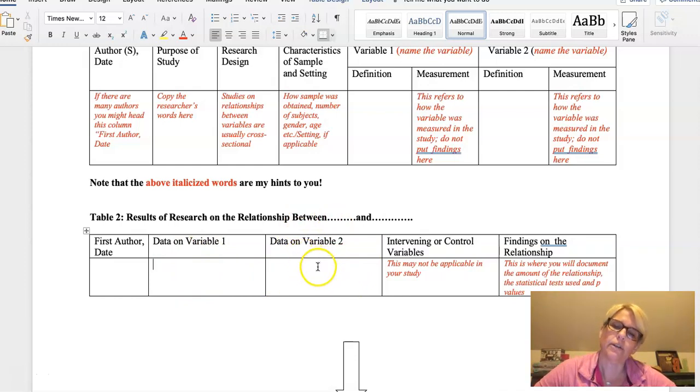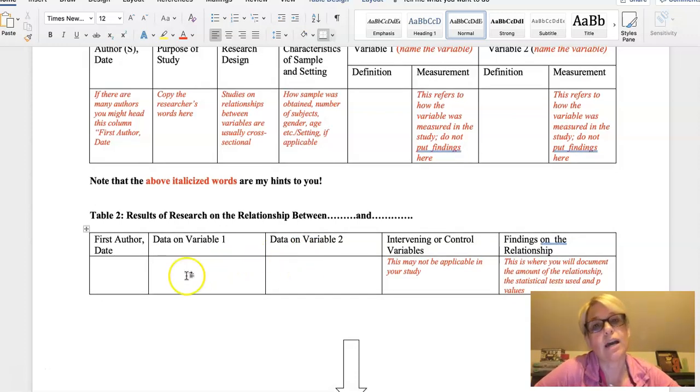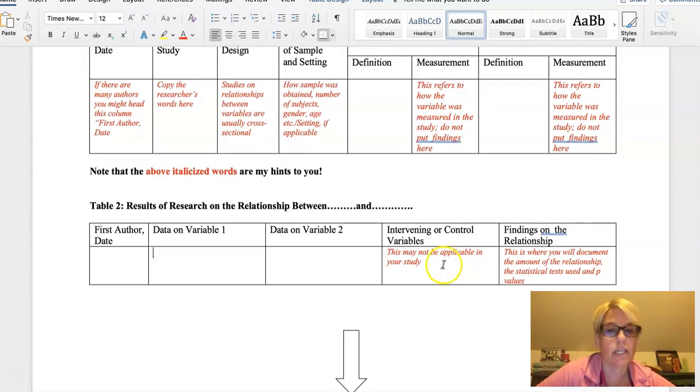Same thing for data on variable 2. It's what are the results just from that measurement. If it was a yes or no question, are they lonely? Then you could write, 55% answered yes and 45% answered no. Whatever it was, just to give people an idea of what happened with that variable. Intervening or control variables, this may or may not be mentioned. If it is, then you can enter that there. So for me, sometimes they use the education level as a control when they're talking about cognitive function. If they did that, you just put education, level of education, whatever it is.